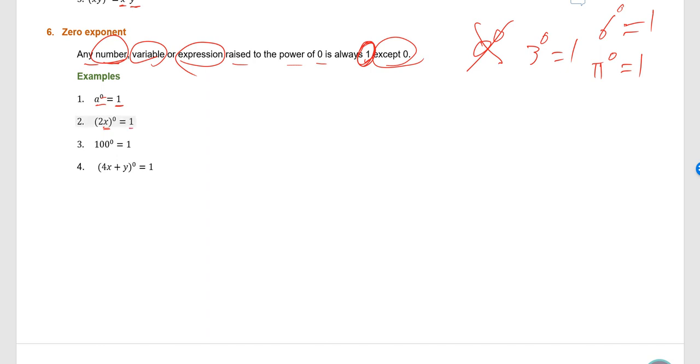So here, even if you distribute the 0 to the 2 and to the x, you would have 2 to the 0 and then x to the 0, right? Which is still 1 times 1, which is 1. Okay? 100 to the 0th power, again, this is 1. 4x plus y in parentheses all to the 0th power, again, is 1, even if x and y are variables.